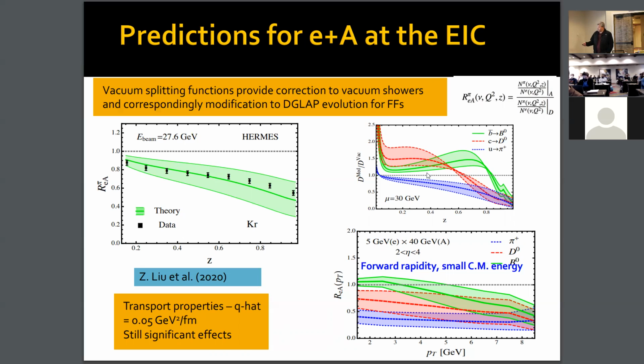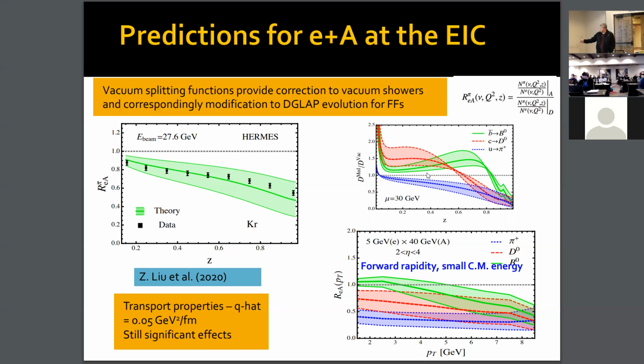This is, if you do a measurement of the production of hadrons as a function of the transverse momentum relative to the beam for pions, D mesons, and B mesons, here is what you're going to see. If you focus at relatively low center of mass energies, in order to see this type of physics, it is advantageous at the EIC to do relatively low center of mass energies. The suppression of pions is quite spectacular. It's more than a factor of two. It's very, very significant.